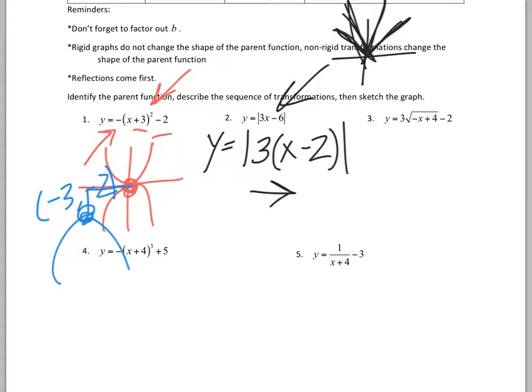Same idea in the next one. We need to factor out that negative sign. So before I do anything else, I would rewrite this as y equals √3 times (-x minus 4), close that parentheses, and then outside the radical it says -2. So once I've set that up, then I can see that things have been moved to the right 4, down 2, and stretched by a factor of 3. And then this negative sign here reflects it over the y-axis.